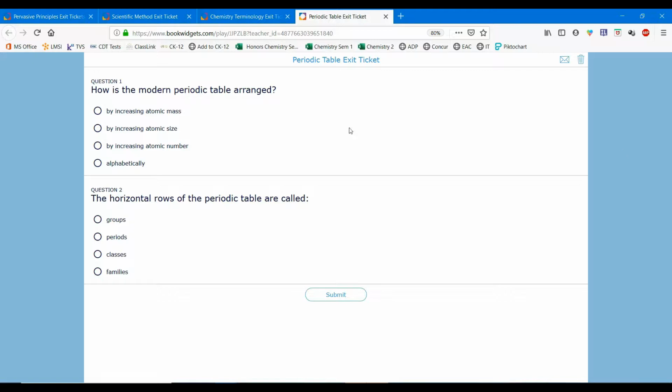So, 2 questions here on your exit ticket. Number 1, how is the modern periodic table arranged? If you completed this, when you submit I do think you get to see the correct answers, but I wanted to give a little explanation here if one was necessary.